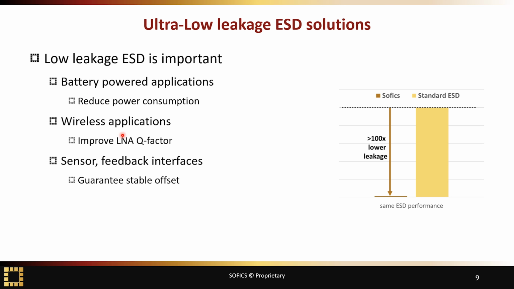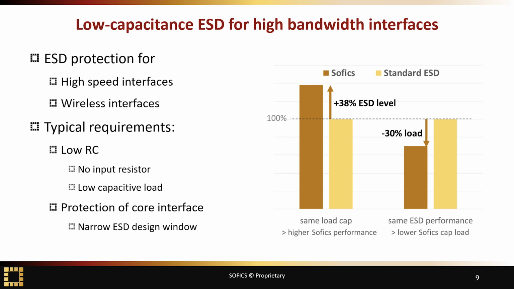Also, for wireless applications, the leakage at the interface, the lower the leakage, the better the LNA Q factor. And it can also improve the stable offset of sensor interfaces. Another aspect is parasitic capacitance. So if you are designing high-speed interfaces or wireless interfaces, typically people require low RC, low input resistance, and low capacitive loading.